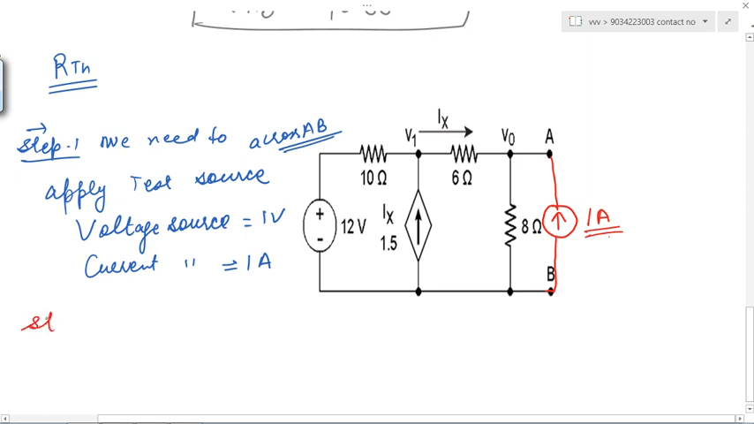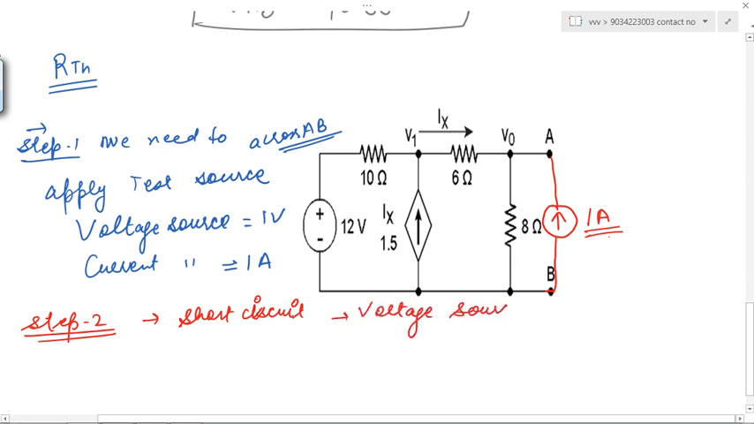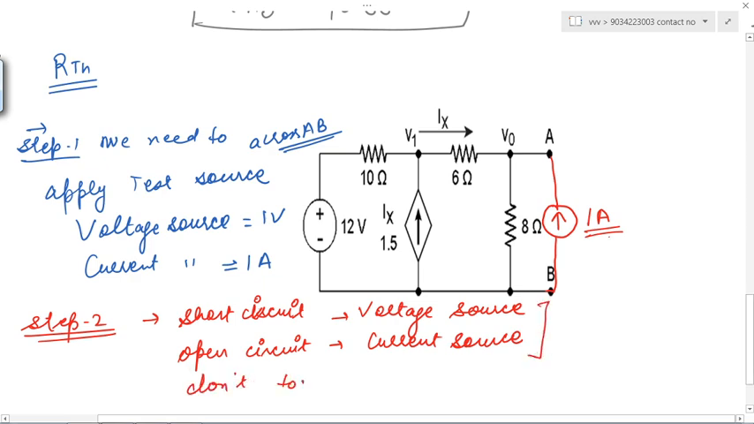Next is step number 2, that is, short circuit the voltage source, if there is any voltage source present in the circuit, or open circuit the current source, if there is any current source. But we don't need to touch any dependent source. Don't touch dependent source.